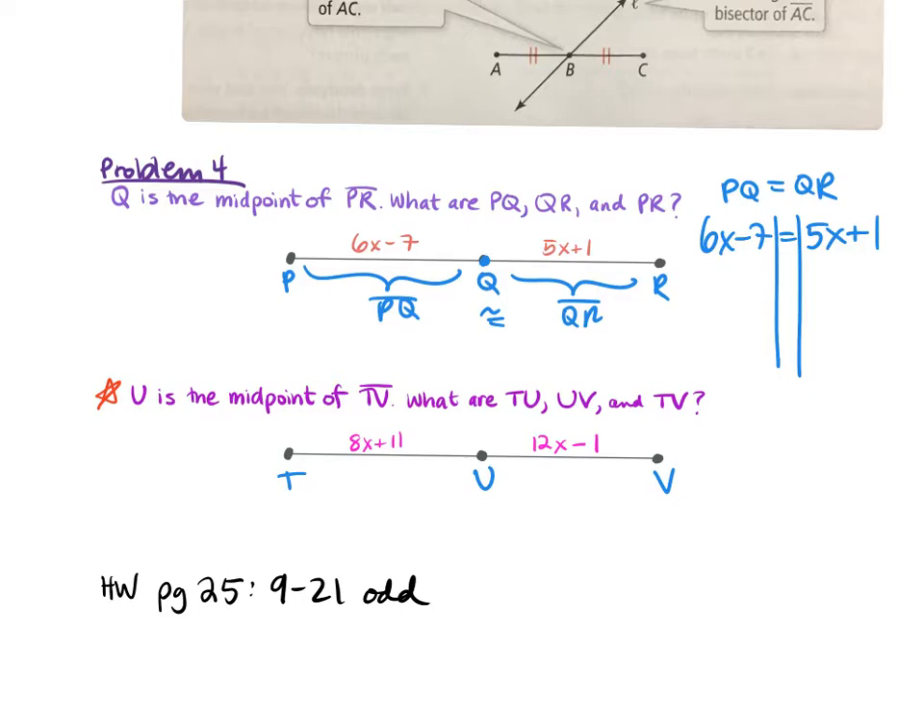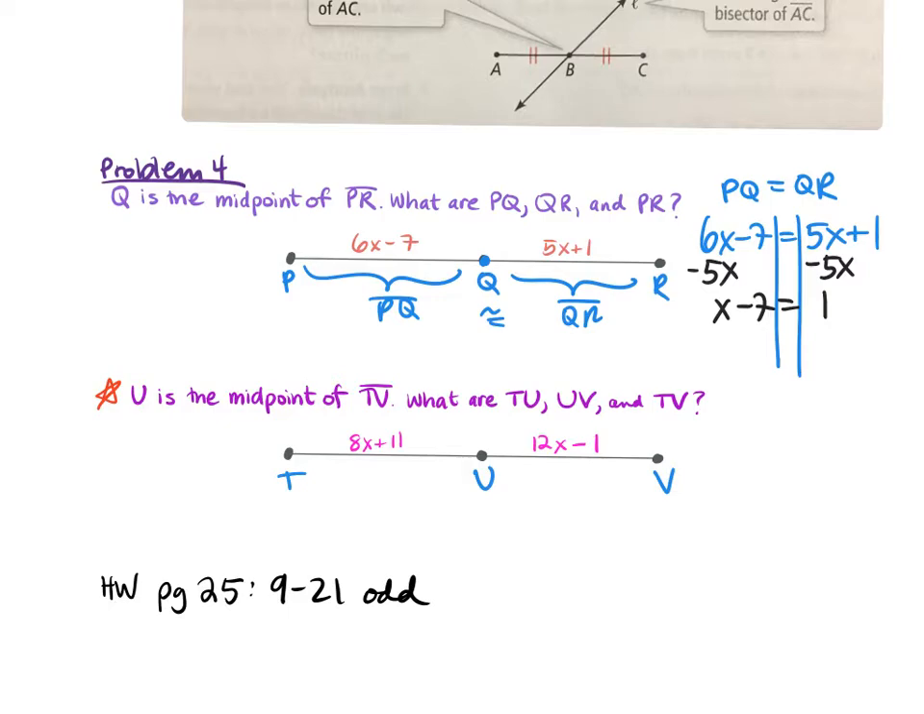Let's do our little railroad tracks. In this case, we want to get the x's on one side, right? So this is 5x. That's less than 6x. So let's get rid of that on this side by subtracting 5x. Since we're subtracting 5x from this side, we're going to subtract 5x from this side, and we're left with 1x minus 7, and then there's just equals 1. Okay, now we have x on its own side. We want to get it alone.